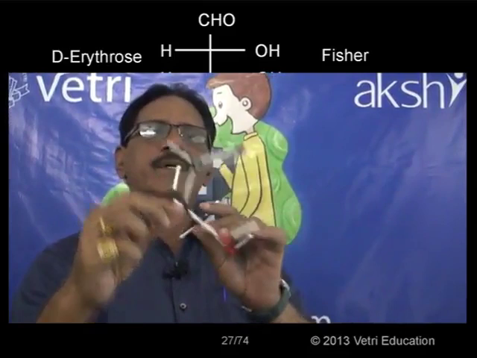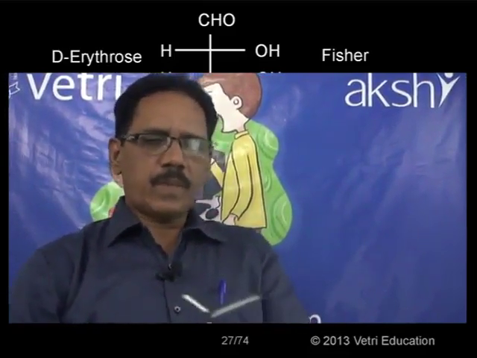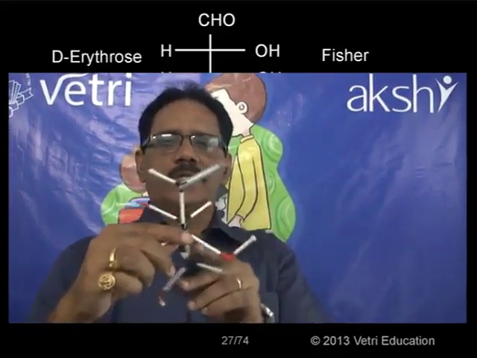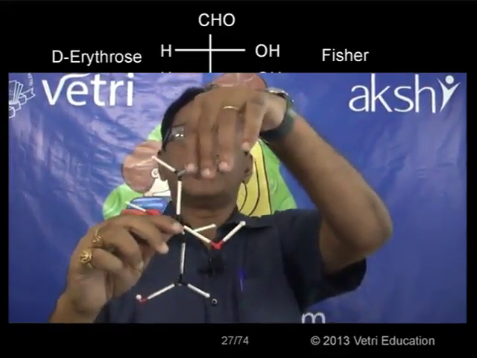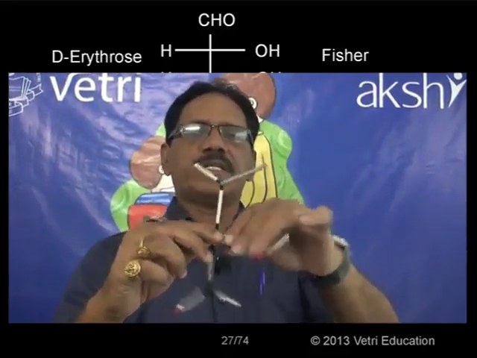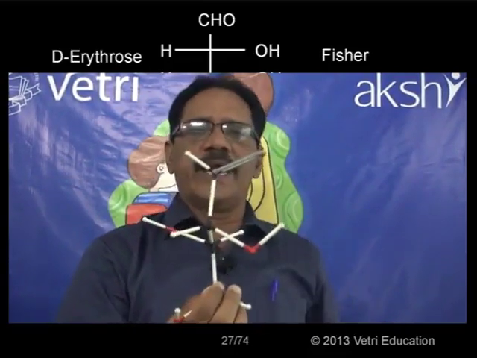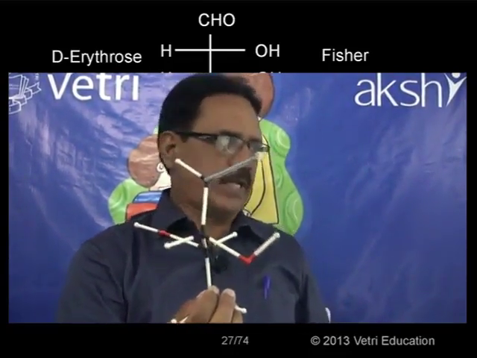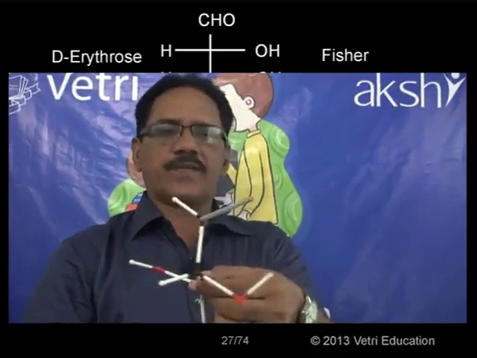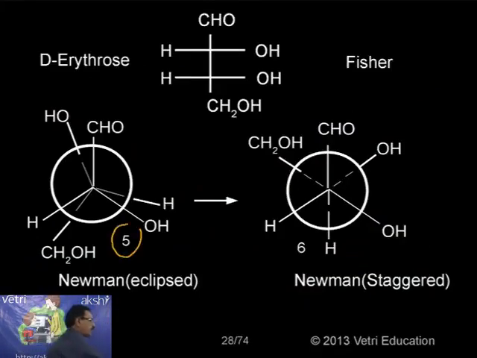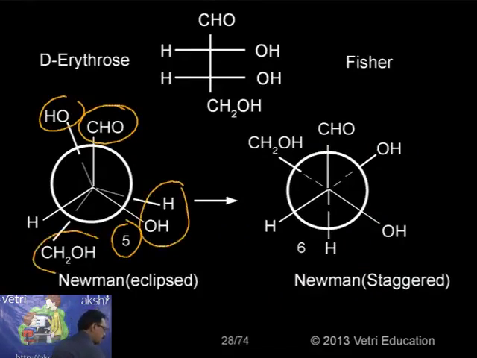So this is the model. CHO at the top, OH here, exactly CHO opposite side CH2OH; this is the anti conformation. Maximum stability will be there. So this is structure 4. Now, go again. Structure 5. In structure 5, CHO and OH facing each other, OH, H facing each other, CH2OH and OH facing each other.